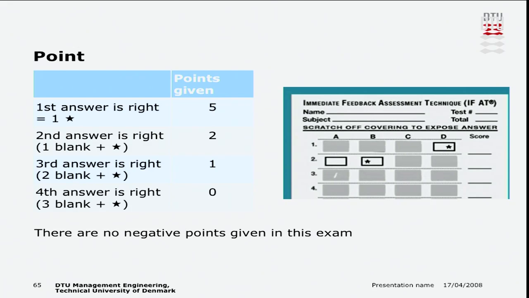If you scratch the A in the second question and it's blank, you think, oh, that was not very good, but then it must be the B, then you scratch the B and it's right, then you get a 2. If your third answer is right, meaning that you have 2 blanks and a star, then you get a 1. And if you only get it right in the last one, because of course that's obvious, then you get a 0. So no negative points are given in this exam.